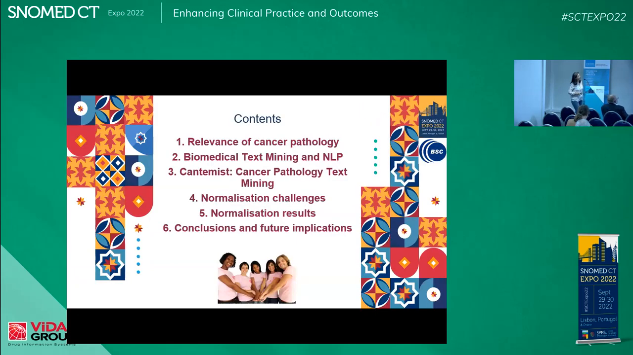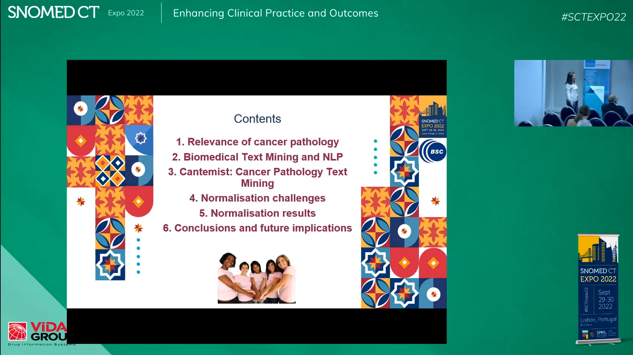So I will talk first about the relevance of cancer pathology. I know probably some of you are not physicians. Then briefly, what can biomedical text mining and NLP do? We don't work with imaging, we work with text always. So we work with pathology reports, case reports, etc. We have done a project on cancer pathology text mining, which is called Cantemist. You'll see some examples. And I will talk about the normalization challenges, which Dr. Igali has already mentioned many of.